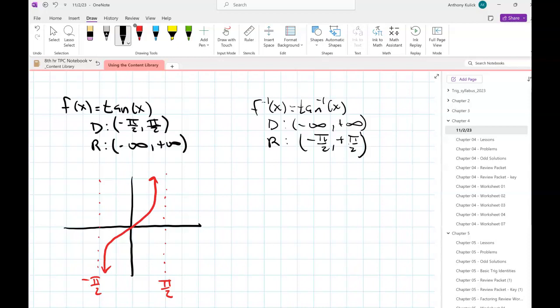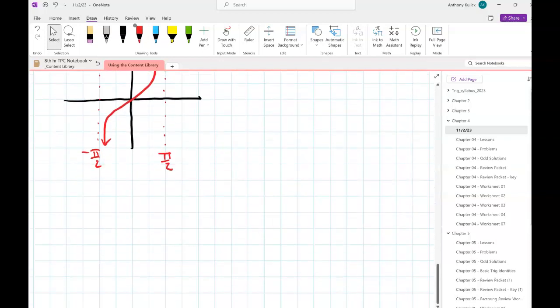So far, so good? All right, let's do a couple more examples. So we're still using the same directions as the previous examples here.